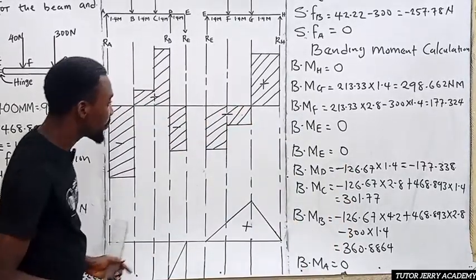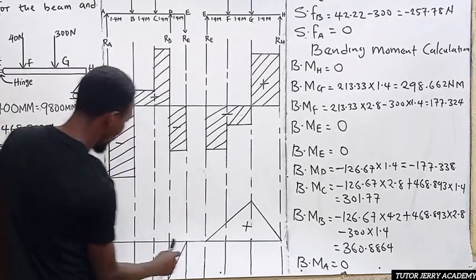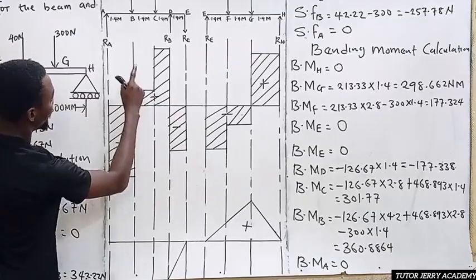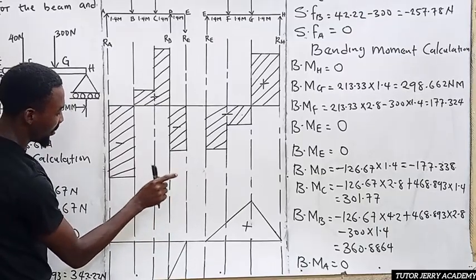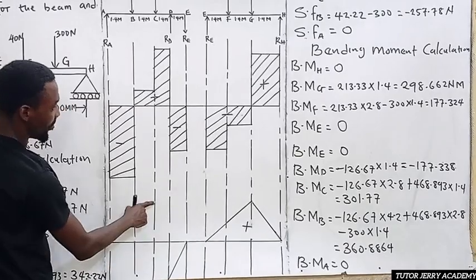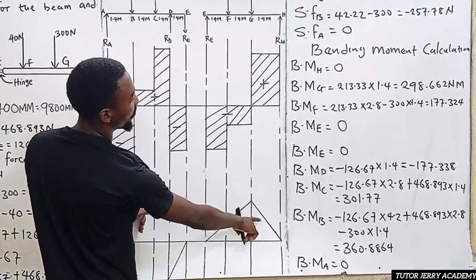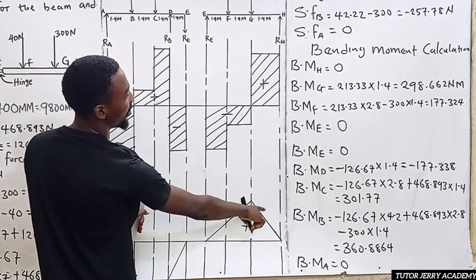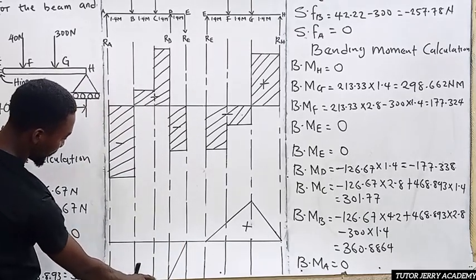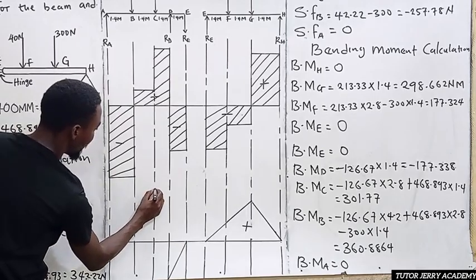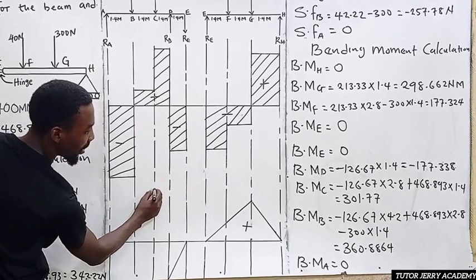All right. And then the bending moment at point C is what? So where is our point C? This is our point C, right? So the bending moment at point C is 301.77. So 301.77 is going to be higher than the first one that we have here. This one is 298.66, the number that we have here. So now let's take this higher at point C, because it is the highest value that we have there.